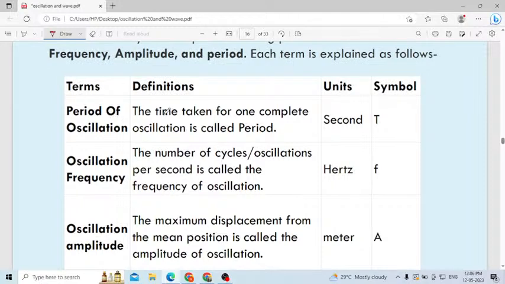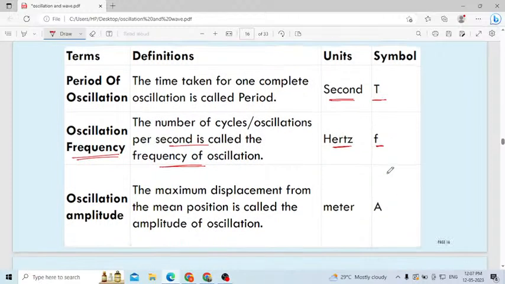Period of oscillation: the time taken for one complete oscillation is called the time period. Its unit is second. Its symbol is T. To complete one oscillation, how much time will it require. Oscillation frequency: the number of oscillation cycles per second. Its unit is hertz, and the symbol is small f. That one you have to remember.